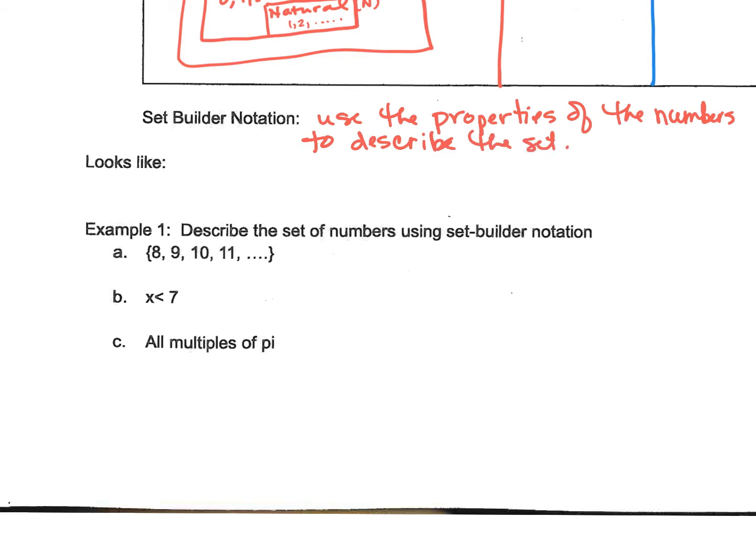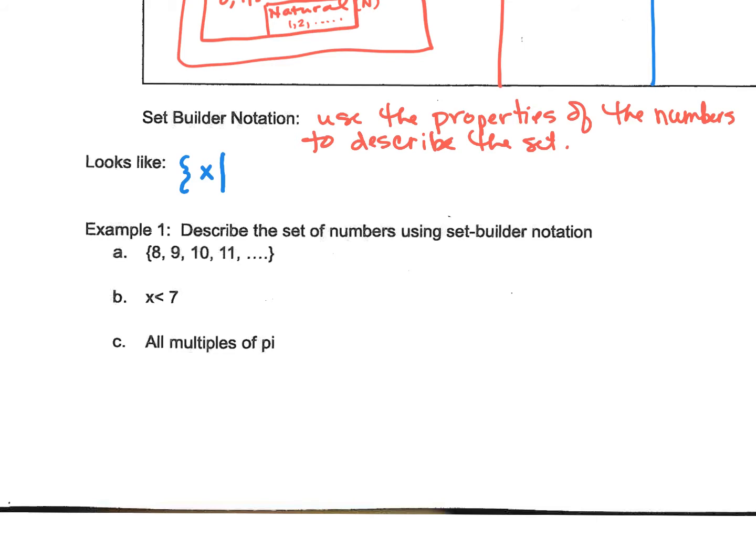I'm going to change colors because red makes it look like I'm mad at y'all, and I'm not. There's no angry math. So what does it look like? Bracket. You're going to use the variable. In this particular case, if we're talking about domain, what letter would we use? X. Such that. This line means such that.